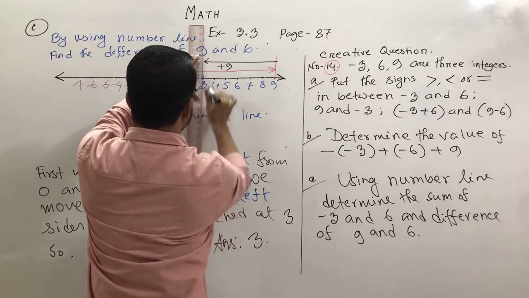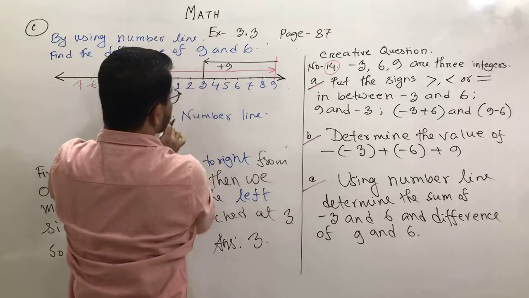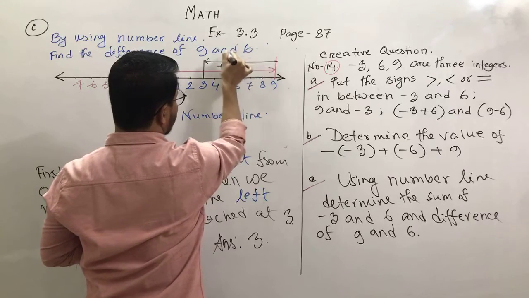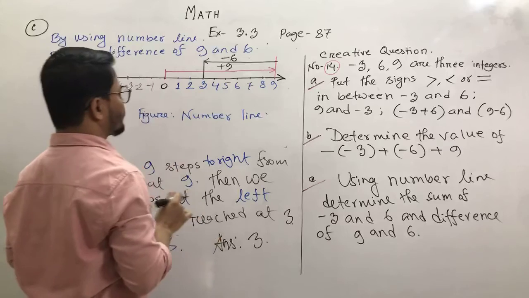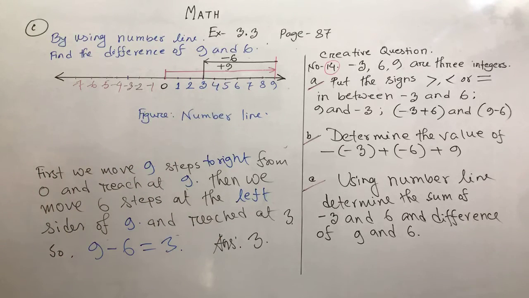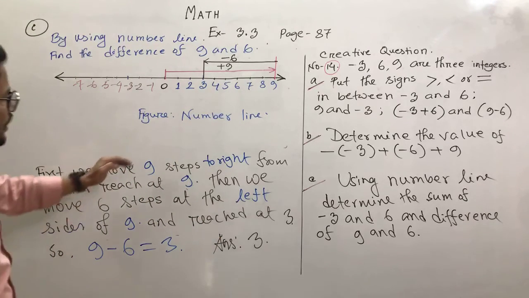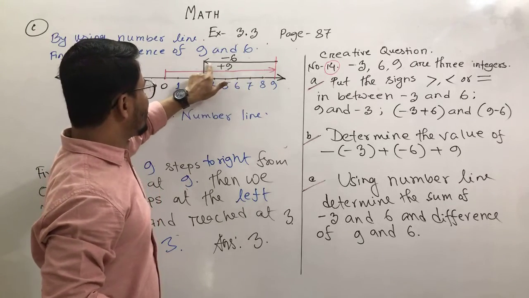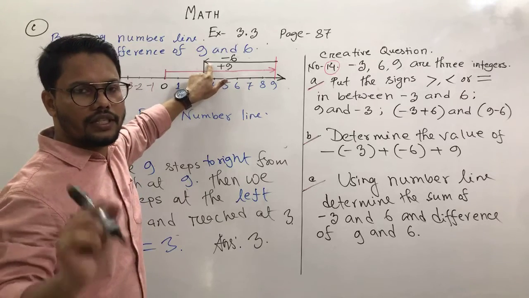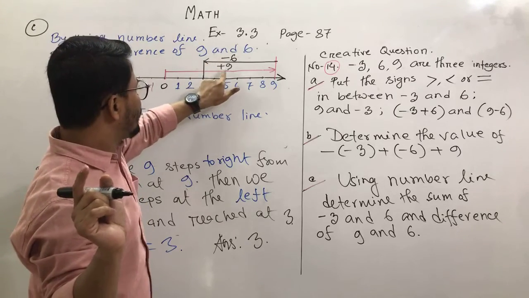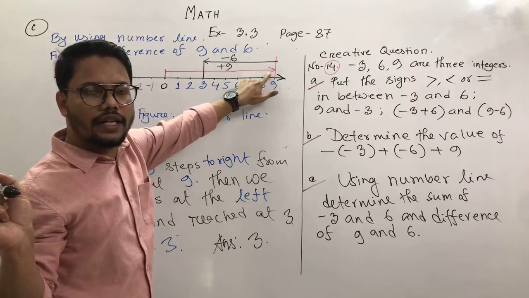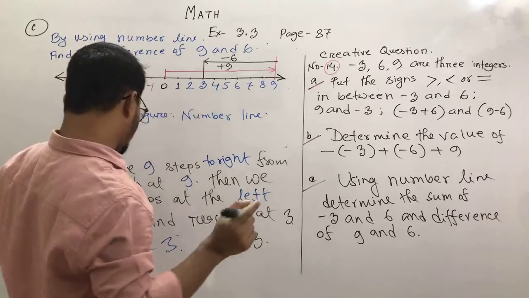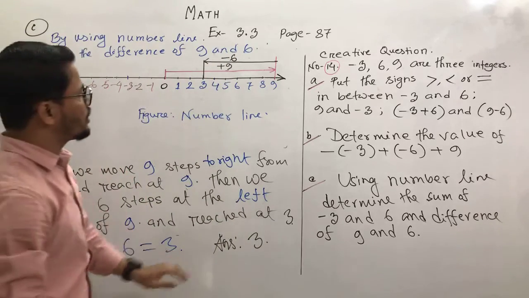And the number is -6. The -6 always indicates this. So a positive number's direction is always rightward, and a negative number's direction is always leftward. Dear students, give attention: the positive number direction is always rightward and the negative number direction is always leftward. So now the answer is C.